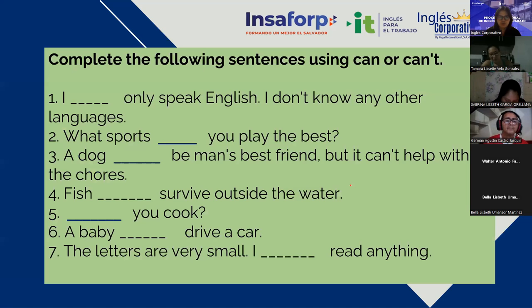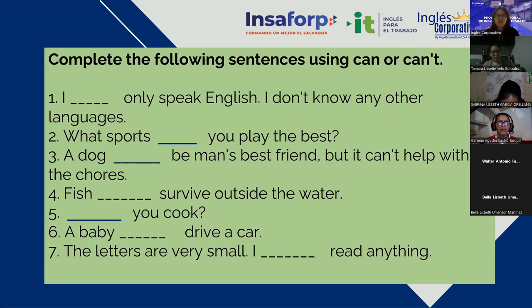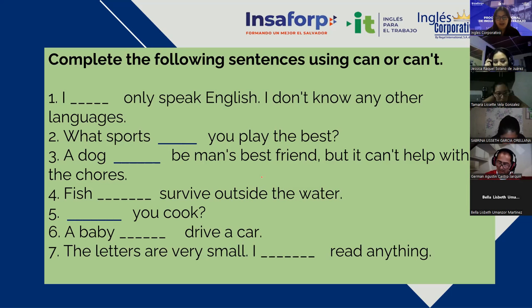Nice. Nos vamos a ir al próximo. Check. I have a couple of exercises here for you. You're going to complete them using can or can't. Remember, we have been talking about possibility, ability, permission. So, what about here? I can only speak English. I don't know any other languages.